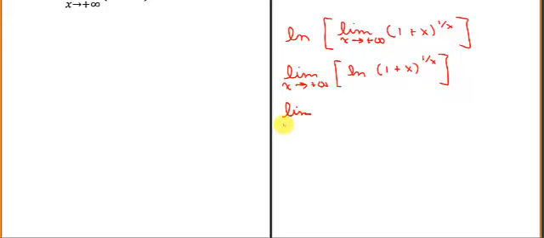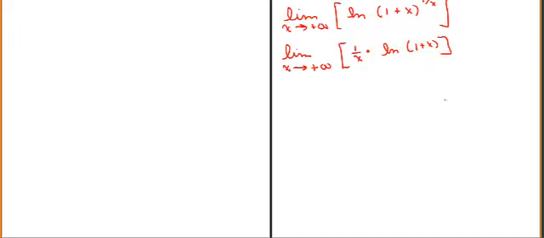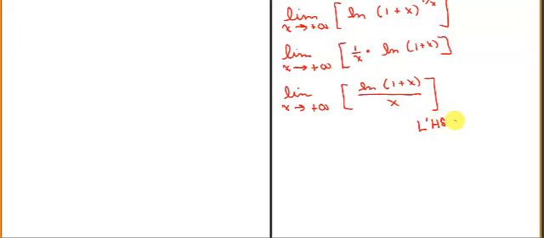This will be the limit as x approaches positive infinity of 1 over x times the natural log of 1 plus x. And of course, that could be written as the limit as x approaches positive infinity of the natural log of 1 plus x, over x. And now let's take a look. As x approaches infinity, 1 plus x approaches infinity, so its natural log will also, and x approaches infinity. We can apply L'Hopital's rule, because we're approaching an infinity over infinity indeterminate form.